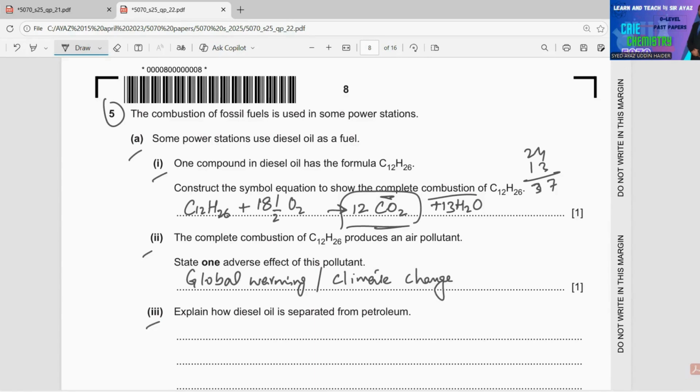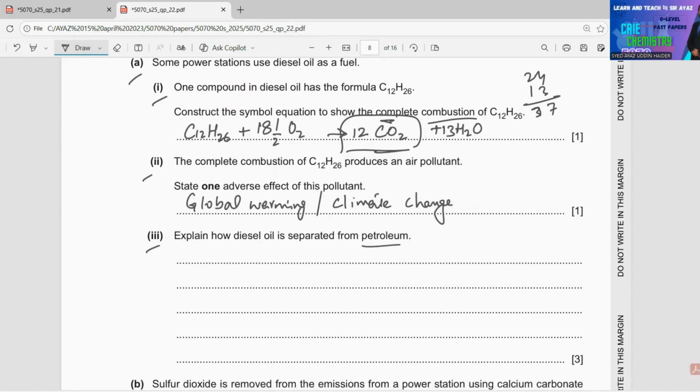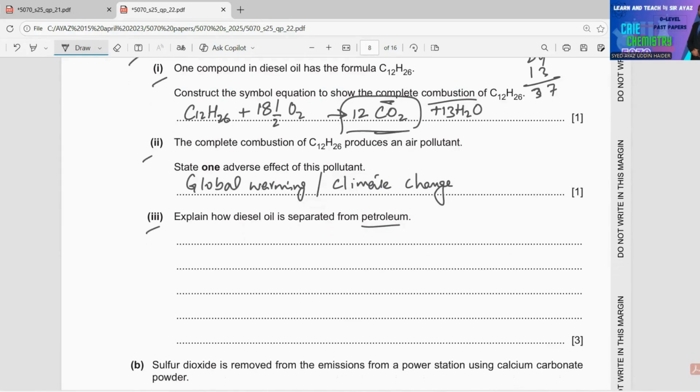Part 3, explain how diesel oil is separated from petroleum. Now they are asking the process to obtain diesel oil from petroleum. So you know that crude oil, or petroleum, is heated to 400 degrees centigrade. Now it's 3 marks, so you can mention 3 points. This will be the first point.